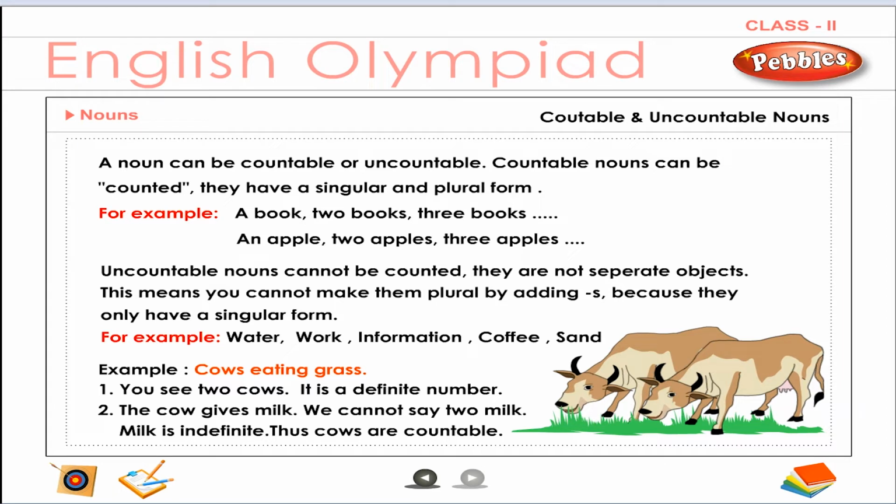Example: cows eating grass. You see, two cows. It is a definite number. The cow gives milk. We cannot say two milk. Milk is indefinite. The cows are countable.